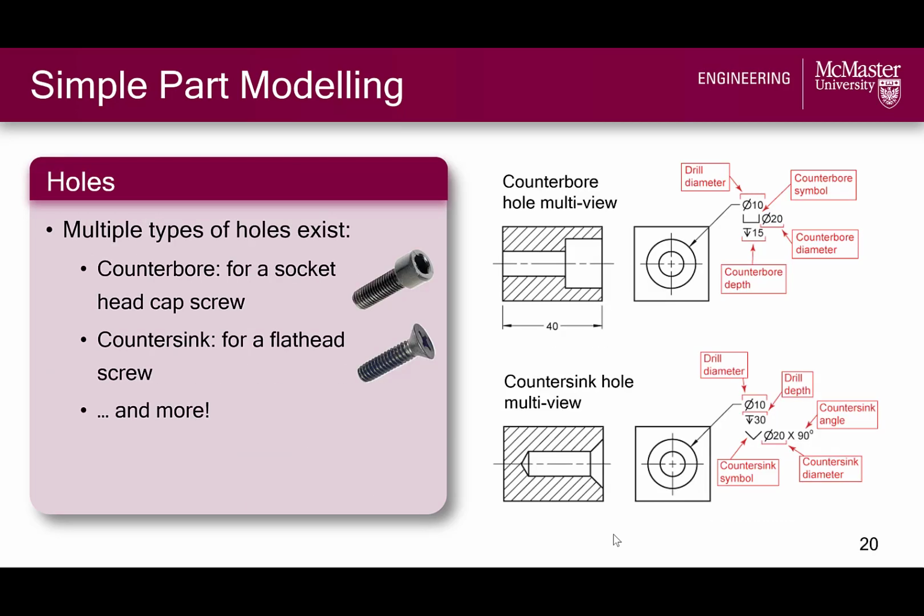There are multiple types of holes, such as the counterbore hole, which is meant to accommodate socket head cap screws, and the countersink hole for flathead screws. The large diameter at the top of the hole means that the heads of the screws can be flush with the surface of the part. Additional hole types exist, and we will get practice with these as we continue through the course, but for now we will stick with your constant diameter hole.